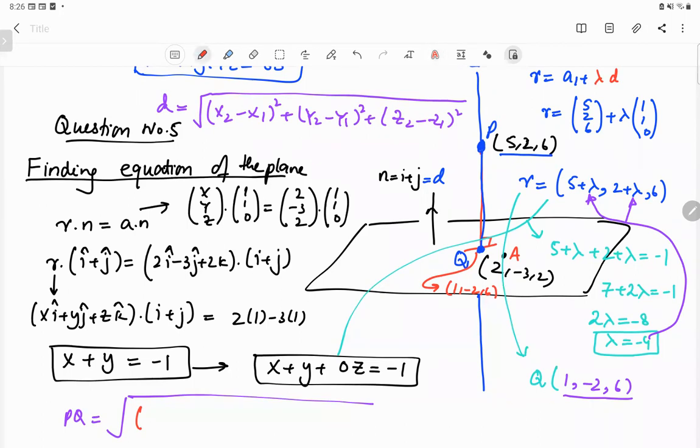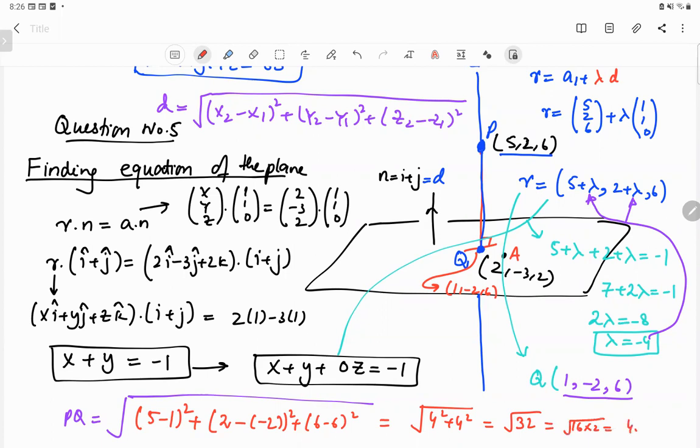I'm coming to that too, but I have to first tell them why is it so. (5 minus 1) whole square plus (2 minus 2) whole square plus (6 minus 6) whole square, and this is equal to 4 square plus 4 square. It's 32 under root, and it's 16 into 2 under root, and it's 4 under root 2. So this is the right answer.